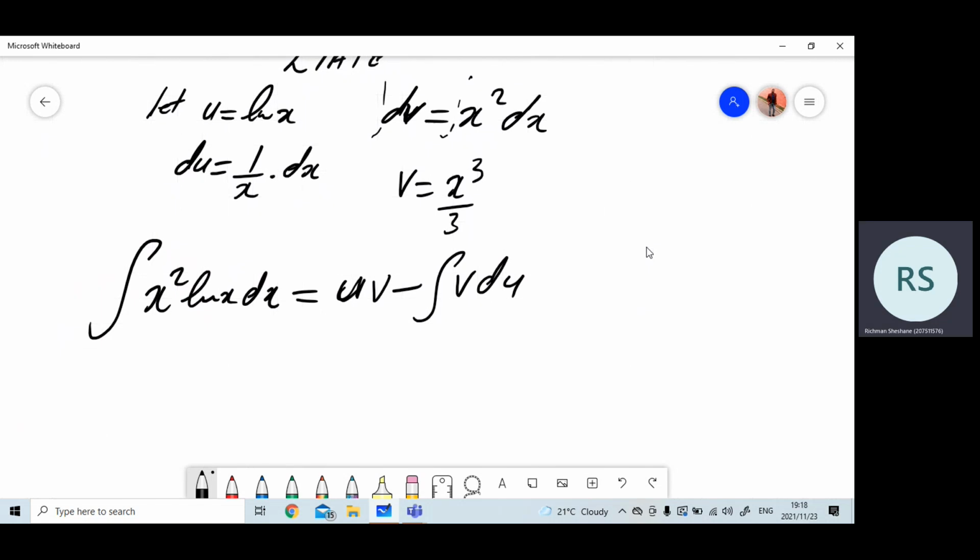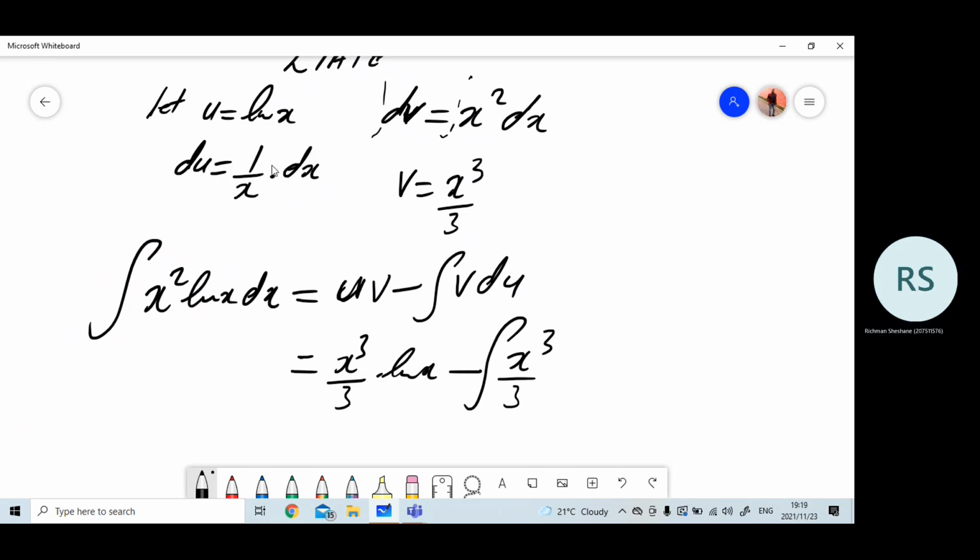u times v: u is ln x multiplied by v. So this is the product of u times v, x to the power of 3 over 3 times ln x. u times v is this one, minus integral of v. If we check, v is x to the power of 3 over 3 times du. Our du is 1 over x dx.